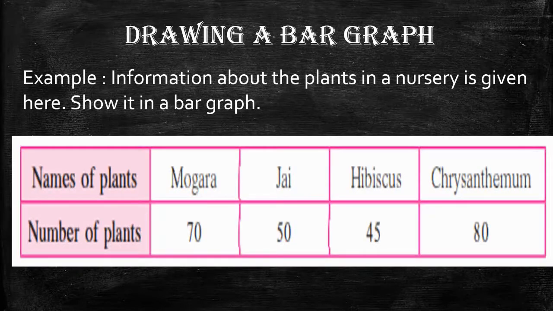So here you can see in this table, names of plants are written and numbers of plants are written. The first plant is Mogra, number of plants is 70. Second is Jai, number of plants is 50. Third one is Hibiscus, number of plants is 45. And the fourth one is Chrysanthemum, number of plants is 80. Using this data, we have to draw the bar graph.